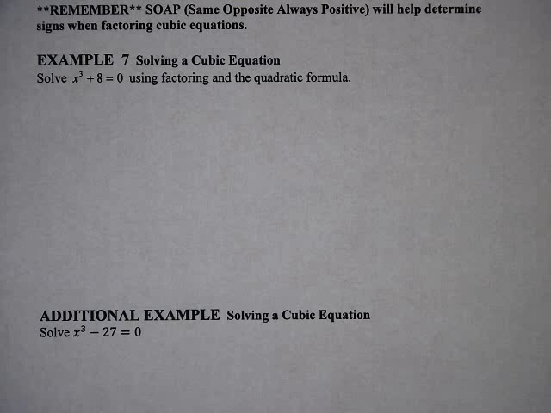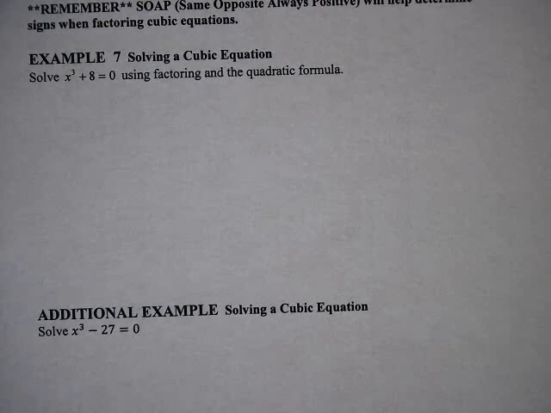So you will first factor a cubic equation, and when you factor a cubic equation, one of your factors will be a quadratic. You will work that part the same way we just did on example 5 and 6. You can also put that quadratic portion in your calculator. For example 7, I'm going to work it by hand, and then in the additional example, we will do that using the calculator. Alright, so for example 7, we have solve x cubed plus 8 equals 0.